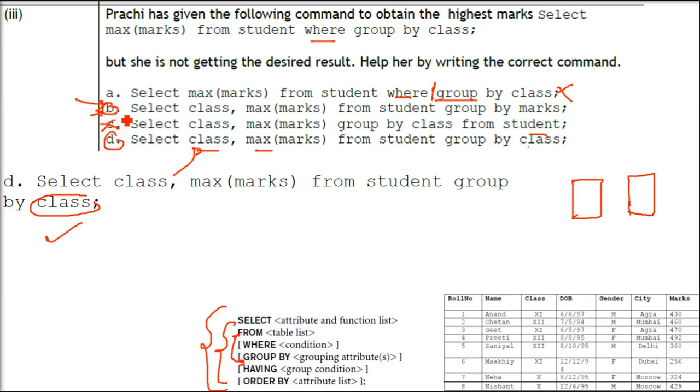In most of the discussions, we have seen this B is correct, but because the marking scheme is giving the answer as D, we'll go with D. Because here what we see is max marks, and we are grouping by marks, and max marks is basically an aggregate function.